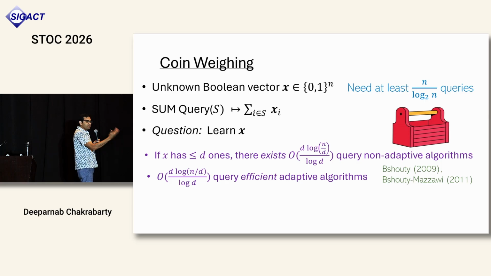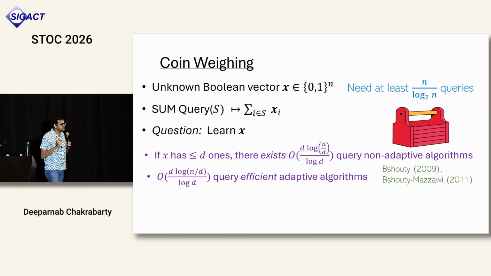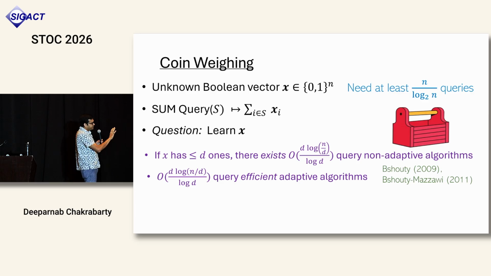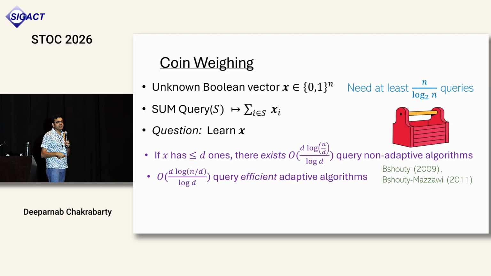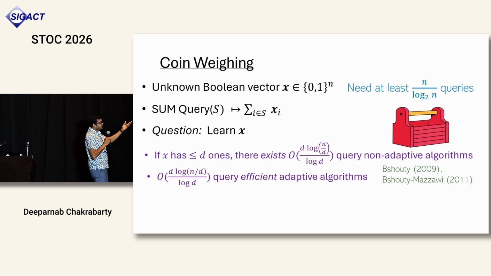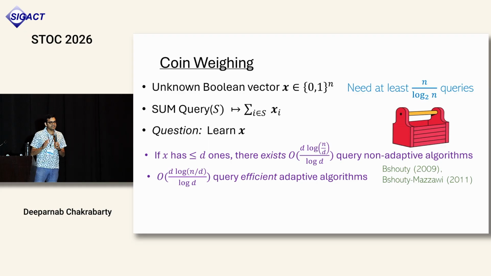And indeed, again, there is a probabilistic method argument which shows that D log(n choose D) by log D queries suffice, maybe with some constants, I forget, maybe even the constant is tight. So there's an existential proof of D log(n choose D) by log D. And if you allow adaptivity, then in fact this can be obtained via polynomial time algorithms. So you can reconstruct in D log n by D by log D query efficient adaptive algorithms. Non-adaptive efficient algorithms is still an open question in this world.